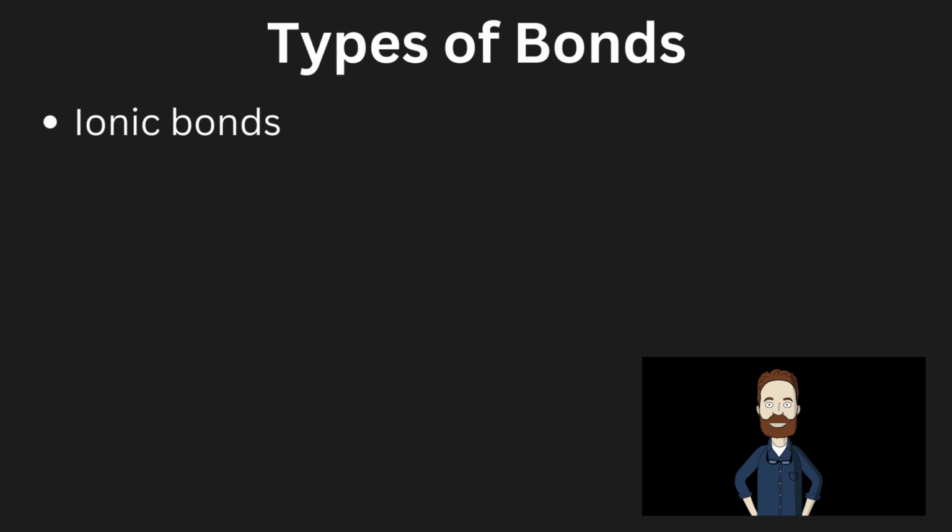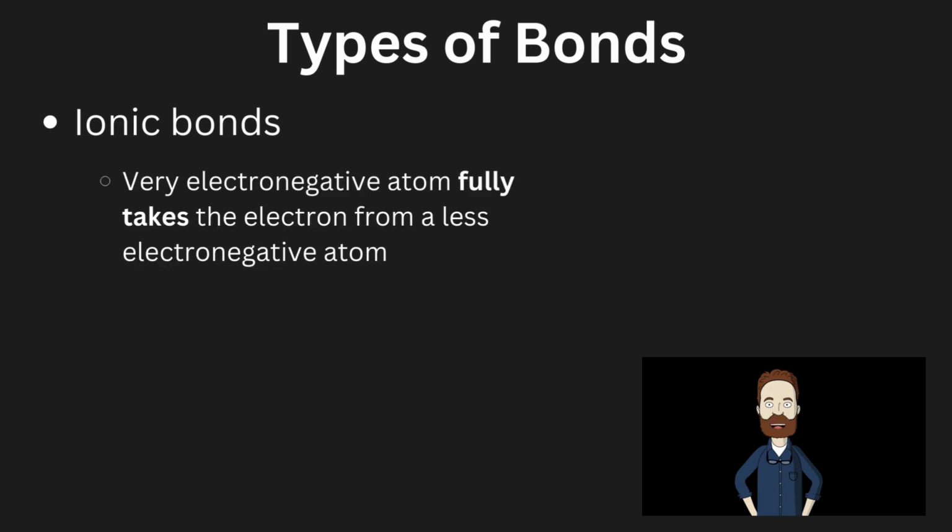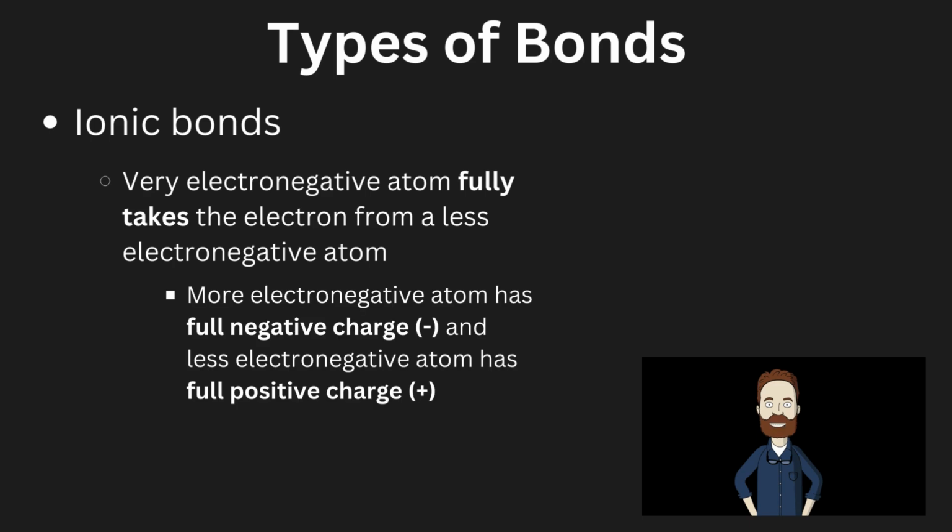Now, ionic bonds are when a very electronegative atom fully takes an electron from a less electronegative atom, which causes the first atom to have a full negative charge and the other atom to have a full positive charge.